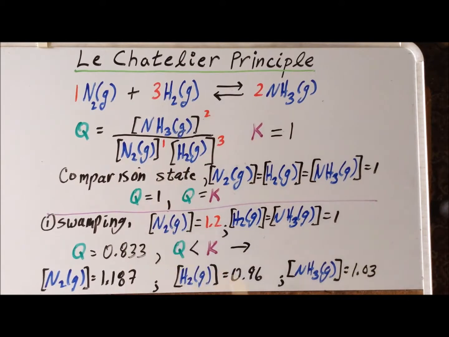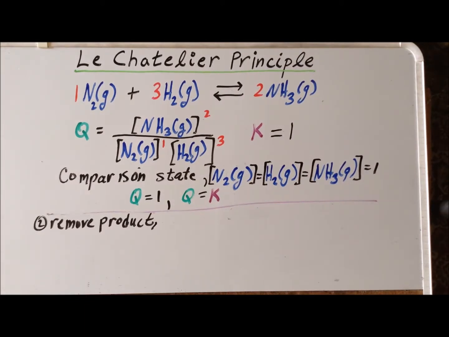So it dropped. On the other hand, the concentration of ammonia, which is our product, has gone from 1 to 1.03. If we compute the value of Q now, we will notice that Q is equal to K, so therefore we are now at equilibrium. And we achieve this after having swamped the reaction by having increased the concentration of one of the reactants.